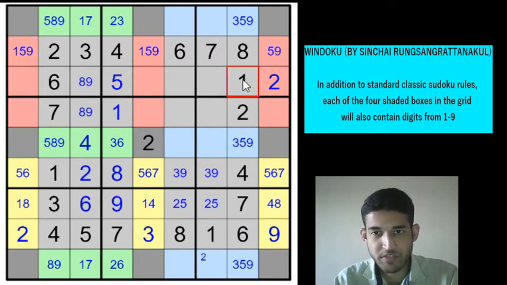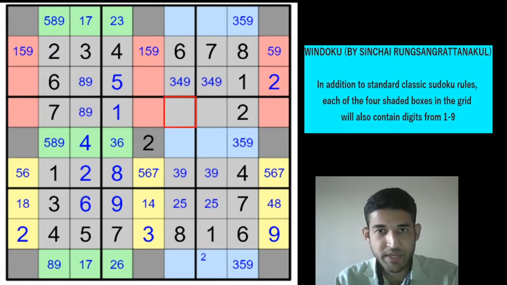Okay, let's focus on this window now, because we have filled all the other windows. 1, 2, 8, 6 and 7 are in that box. 3, 4, 5, 9 are yet to be placed. So we have a 5 here, which means this would be 3, 4 or 9 and this would be 3, 4 or 9. Which means 5 has to be in one of these two cells.